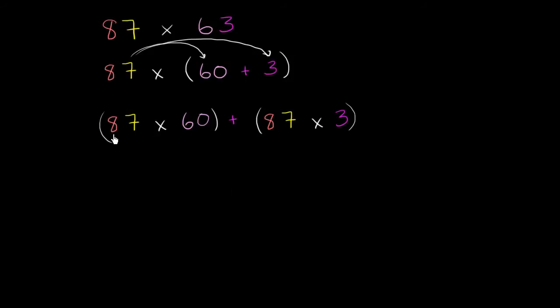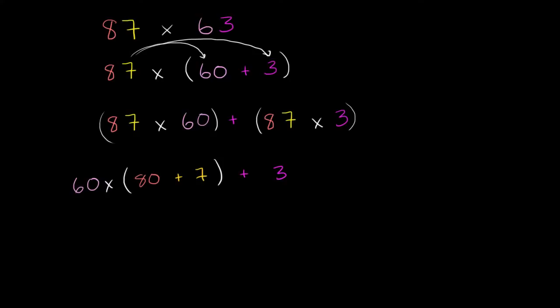Well, now we can rewrite 87 as 80 plus 7. So let's rewrite that. Actually, let me write it this way. I can swap them around. So this is the same thing as 60 times 87, but I'll write that as 60 times 80 plus 7, plus 3 times 80 plus 7, or 3 times 87.